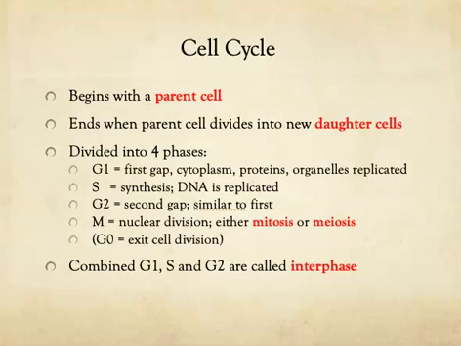And that's because it can take 2 different forms. Mitosis is what M phase looks like in some types of cells, but in other cells, M phase takes the form of meiosis.